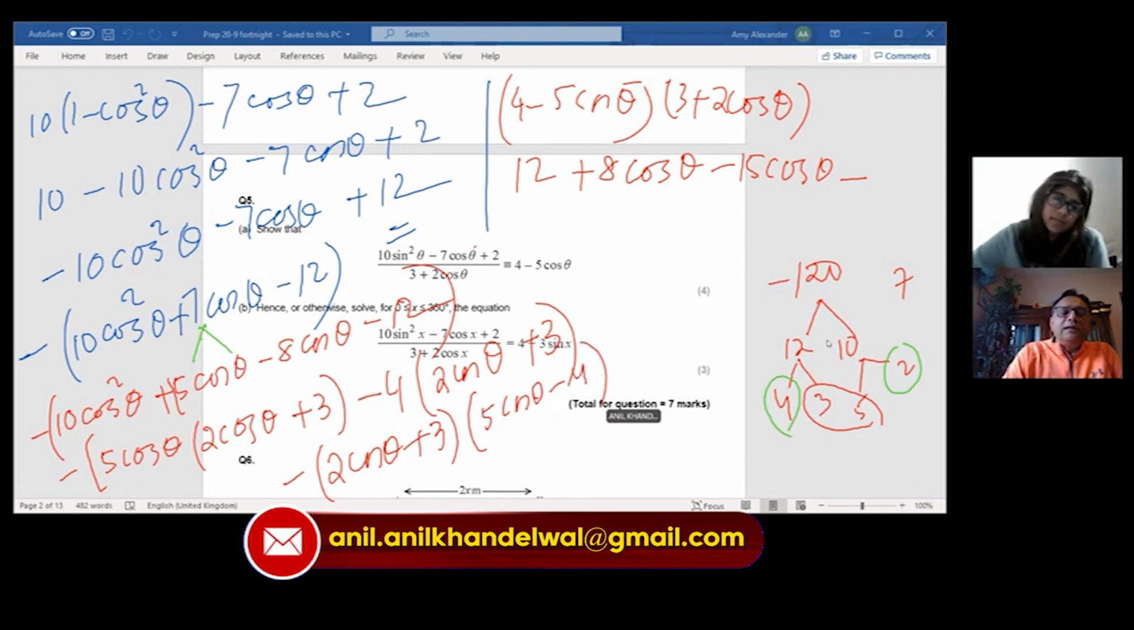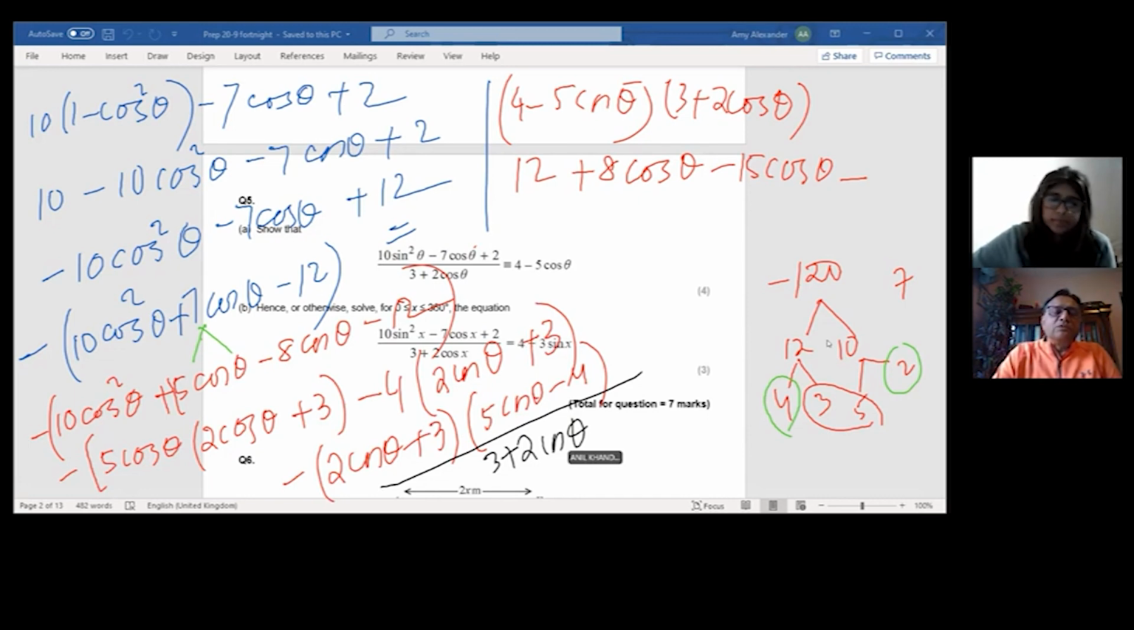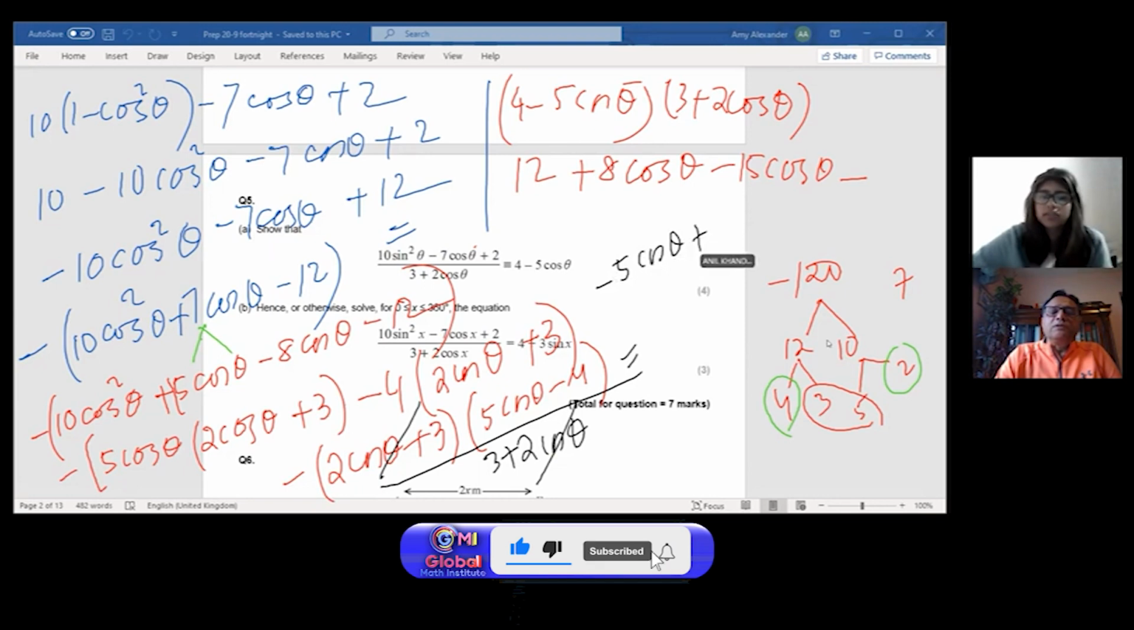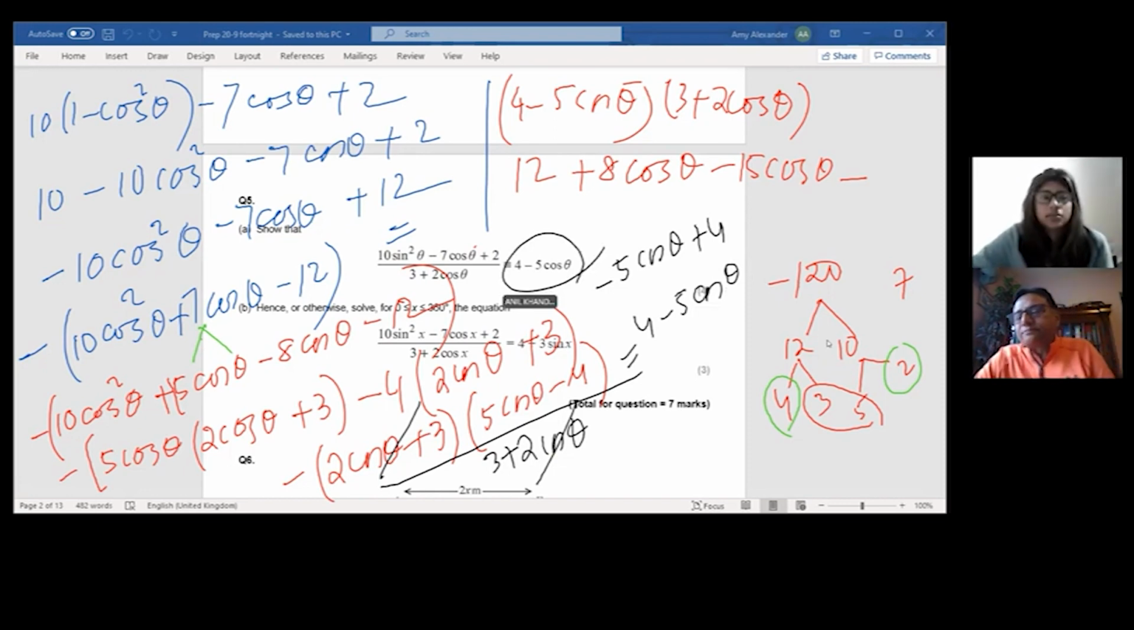And we had the denominator, which is 3 + 2 cos θ. So 3 + 2 cos θ cancels, and you're left with minus of 5 cos θ − 4, which is 4 − 5 cos θ. Is it clear? Which is this, and that's what we wanted to prove. Okay.